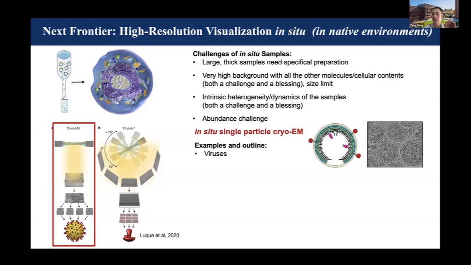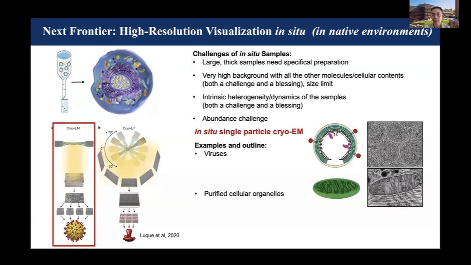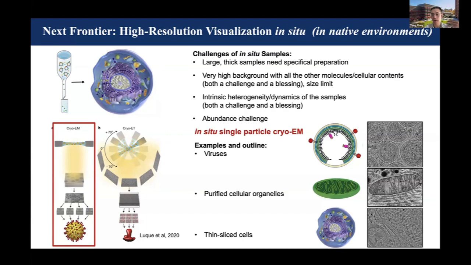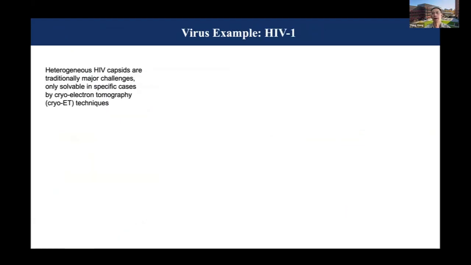I'm going to give you 3 examples of how we do this, almost like a hierarchy to build up the complexity. Start with viruses, meaning a native virus particle, still a native environment. We still call that in situ, but the size is bigger than what your purified sample normally is, though still manageable by single particle. Then we'll go on to purified organelles like mitochondria. Then finally, of course, we want to go into the cell, into the thin sliced cell. So 3 groups of examples I'm going to go through. So first, let's start with virus examples.